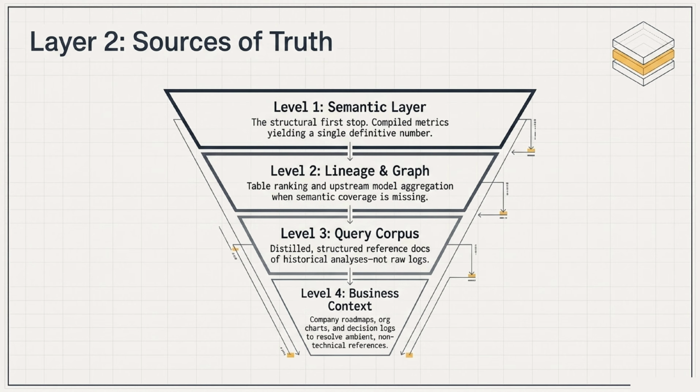Moving to Layer 2, we establish our sources of truth. Think of this as a funnel. Level 1 is the semantic layer. This is the structural first stop for compiled metrics yielding a single definitive number.